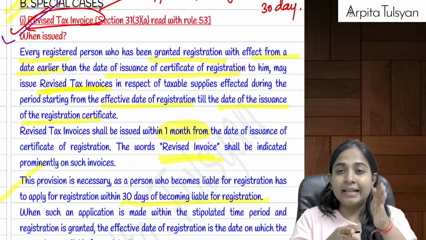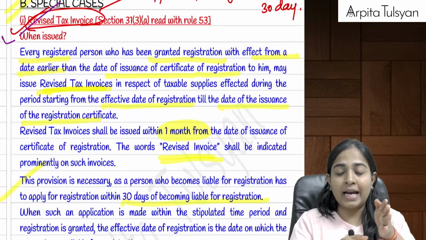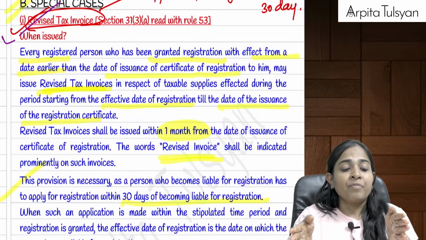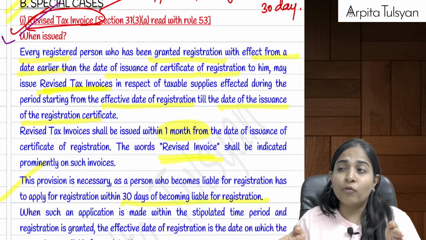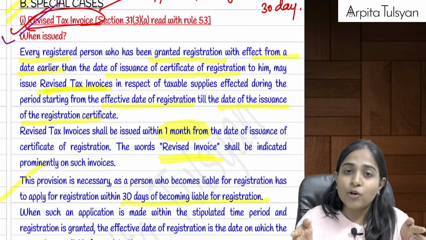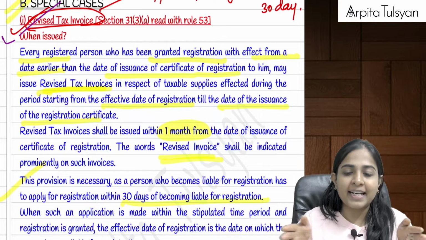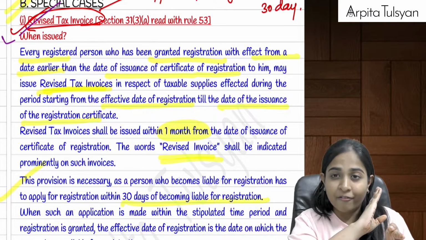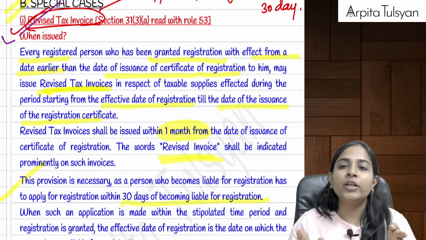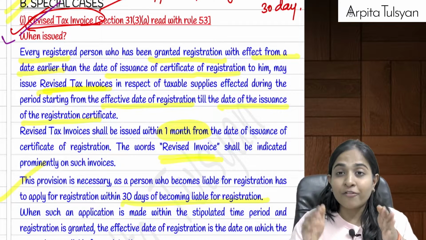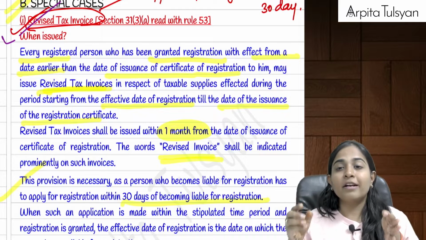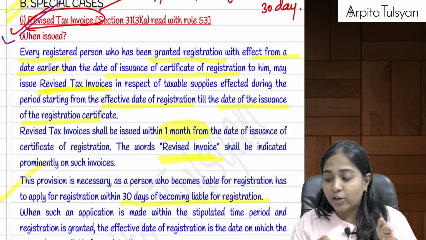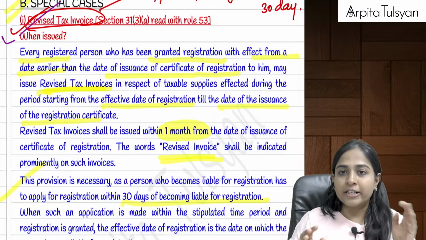So can we say that from the day you became liable for registration till the day you are granted the registration certificate, during those days you would have already issued some invoices and you did not charge any tax on them because till that time you were unregistered. But now your registration is being made applicable with a retrospective effect. So you can issue the revised tax invoices. For which period? Can you put it in a statement form? Revised tax invoices can be issued from the effective date of registration till the date of grant of registration.